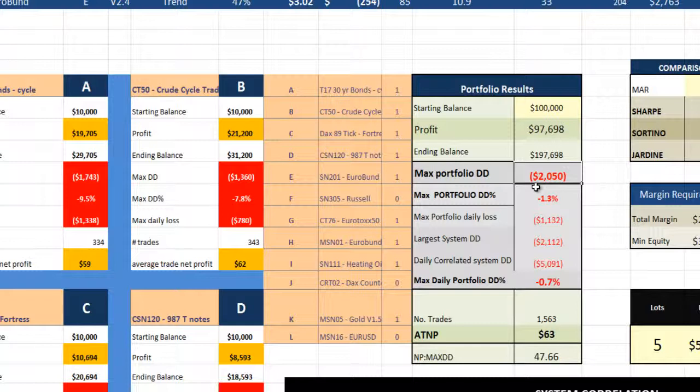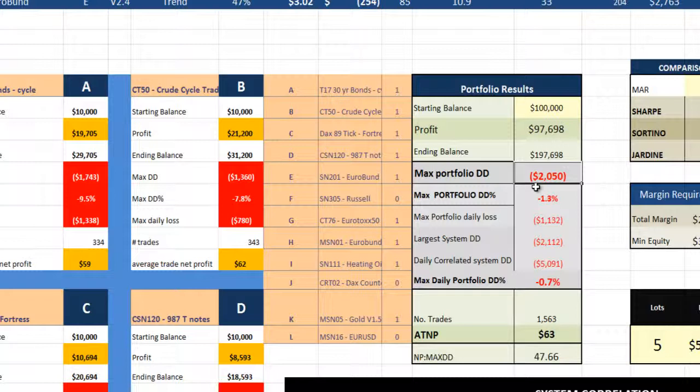So you can see the massive value of adding in these systems and improving the diversification of your portfolio if you get the systems right. So you've got to be able to identify what systems are going to obviously work well together in your portfolio.